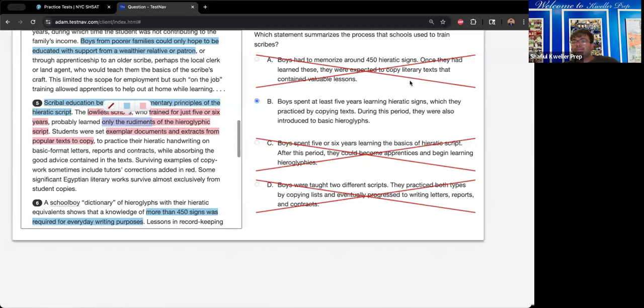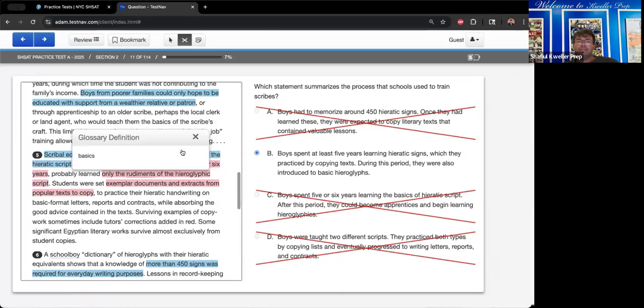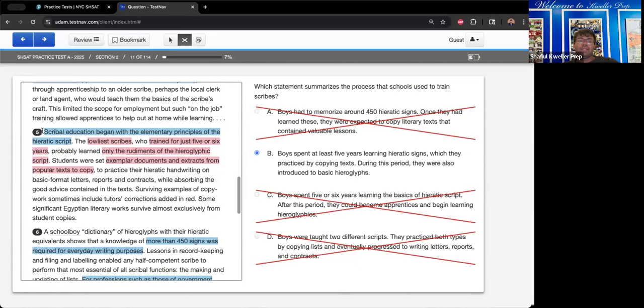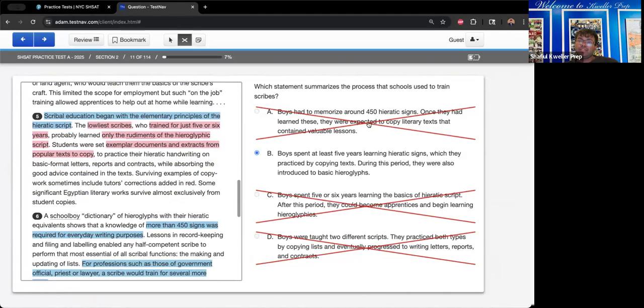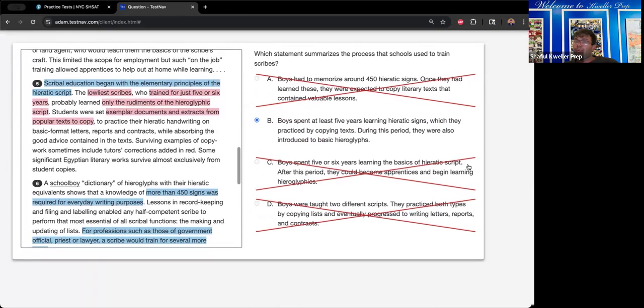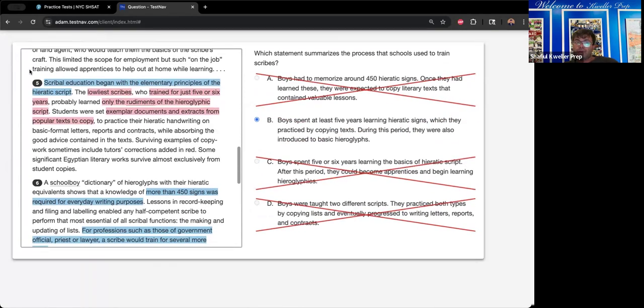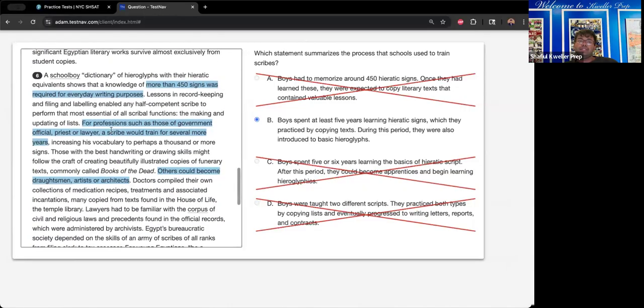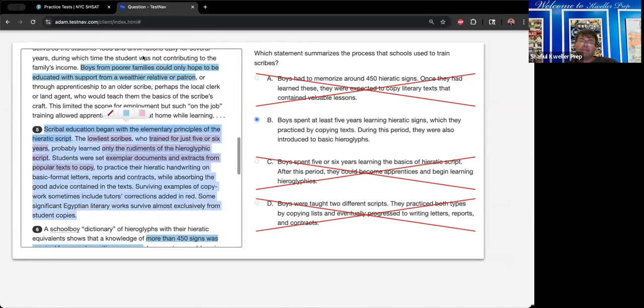Someone said, is there a way to summarize this without going back to the passage? Not really. You have to focus on this paragraph here, which kind of gives you the process that schools use to train scribes. So you can't just read each one and remember what it said in the passage. All I really had to do, I shouldn't have read this, but I should have focused only on paragraph 5 because that gives me the whole process.